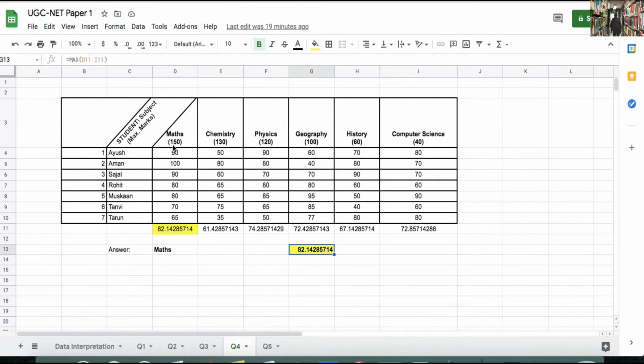All right, like for example, see 90, 100, 90, 80, 80, 70, 60. You just have to take out the average percentage. 82.14. Similarly for this, 61. Everybody knows how to find percentages, the average percentage. Add all this up and divide by the number of students, you'll get the average percentage. Same for geography, history and computer science. And if you use a formula, if you use Excel, it will be very easy.